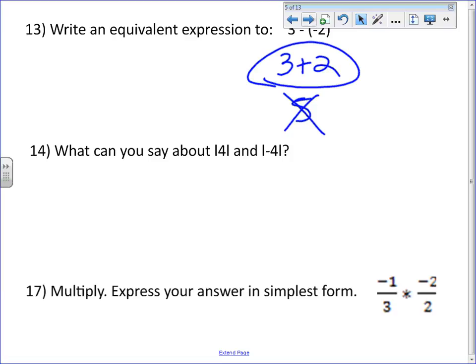What can you say about 4 and negative 4? I mean, the absolute value is 4, and the absolute value of negative 4. The absolute value of 4 is 4. The absolute value of negative 4 is 4. So what can we say? They are both positive. Give me a nice full sentence there.